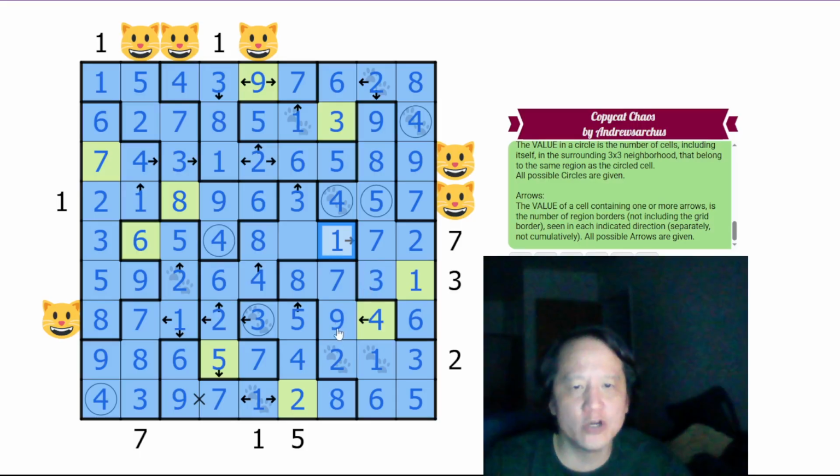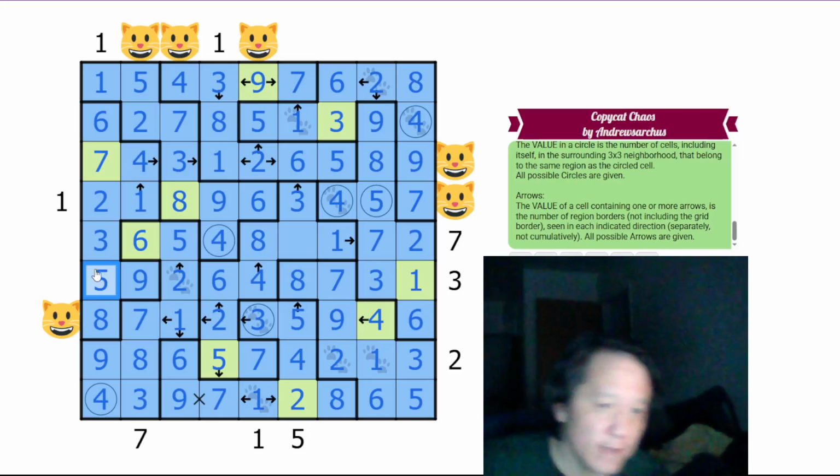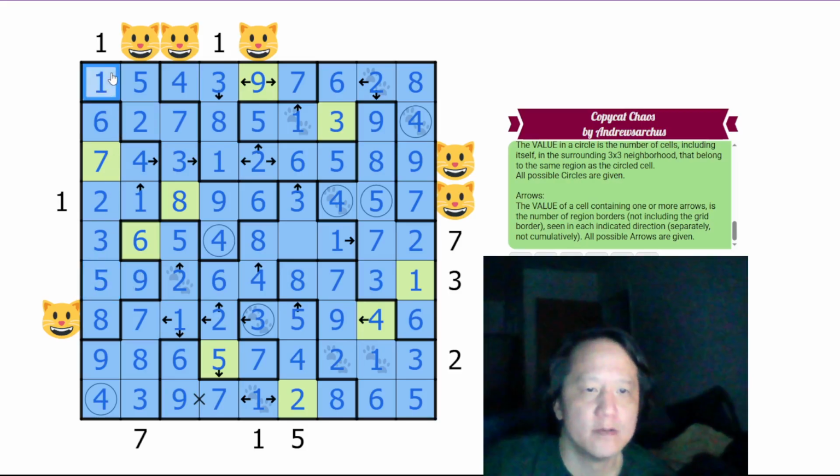Too large. 1 sees 1, 2, 3 left, 1, 2, 3 up, 1 right, and it does have an arrow, and 2 down. 2 sees 1, 2, 3, 4 left, 1 up, and 1 down. Okay. 5 here. 1 up, 1 down, 1, 2, 3, 4 to the right. 2 sees 1, 2 up, and it does have an arrow.